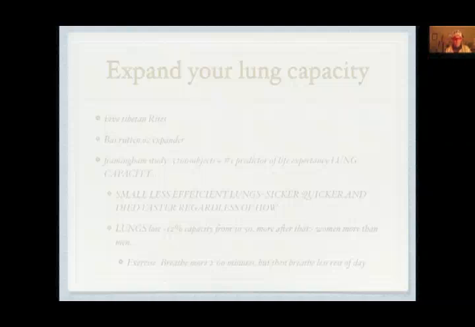So exercise, breathe more. Oh, so for exercise, you're going to be breathing more. It's supposed to be 20 to 60 minutes. You're breathing more for 20 to 60 minutes, but the rest of the day, your pulse should be down, your heart rate should be down, your breathing capacity should be better with exercise.